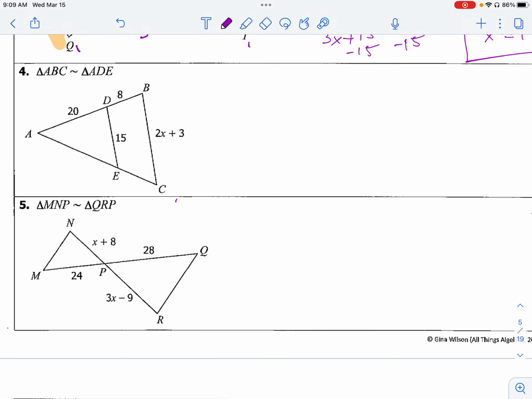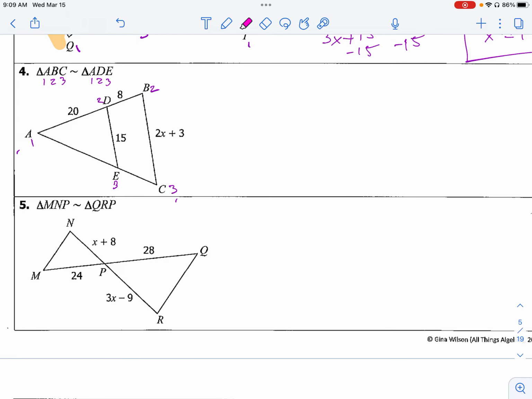Moving on to number 4. All right, we got another formula here, but we don't care because the process does not change. ABC, 1, 2, 3. ADE is 1, 2, 3, because A goes with A, B goes with D, C goes with E. So A is 1, B is 2, C is 3, A is still 1, D is 2, E is 3.